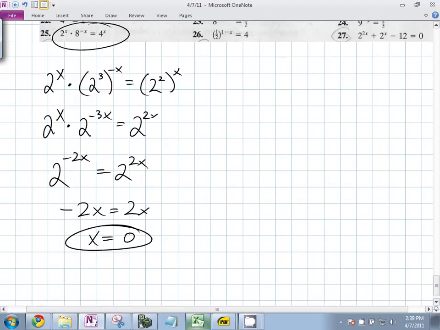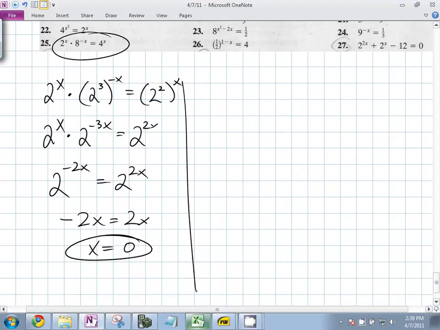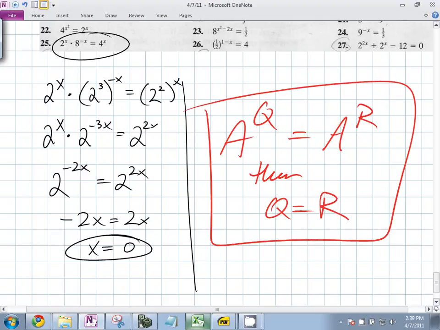Take away the exponent? How did I take away the exponent? I didn't take it away. I said this: if a to the q equals a to the r, then what? Then q equals r. I didn't take it away, I just used that statement. If a to a power equals a to something else, those two powers have to be the same. It's the same thing we had before.